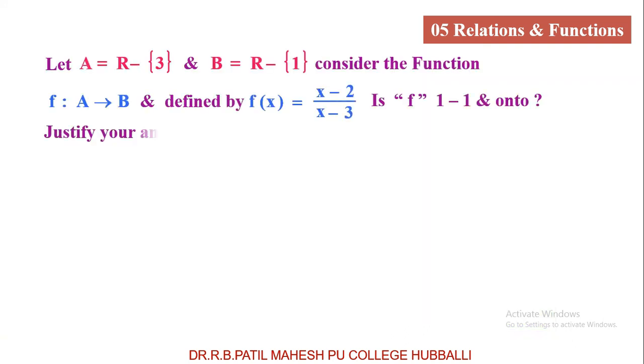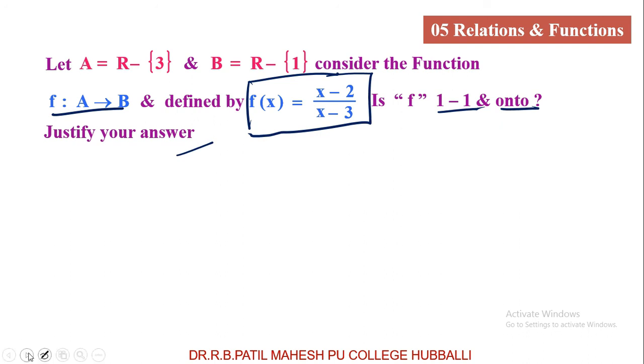Let me take a different, important example. A equals R minus {3}, the set of real numbers minus 3. And B equals R minus {1}, the set of real numbers minus 1. It means in A there is no number 3, and in B there is no number 1. Taking these two sets, consider a function from A to B defined by f(x) = (x minus 2) upon (x minus 3). Is this one-one and onto? Justify your answer. Again the same type of question.